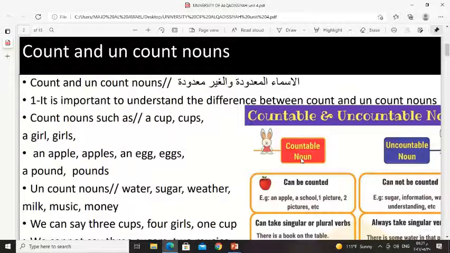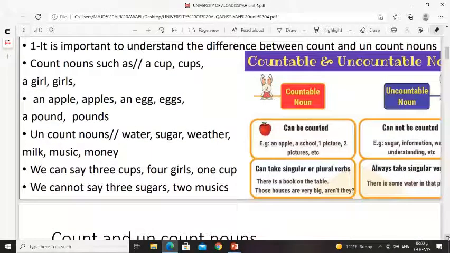Countable nouns can be counted. For example, an apple, 3 apples. A school, 3 schools, 2 schools. 1 picture, 2 pictures. Uncountable nouns cannot be counted. For example, sugar, information, water, understanding. They always take a singular verb.